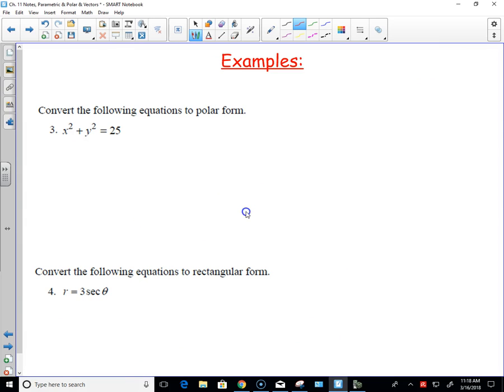Okay. Ooh. A few pre-calc-ish things, just to break it up. A few pre-calc-ish things. How do we convert x squared plus y squared equals 25 to polar form?